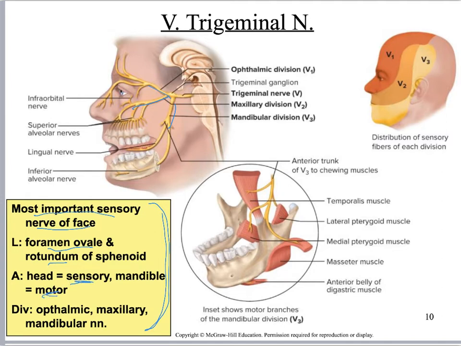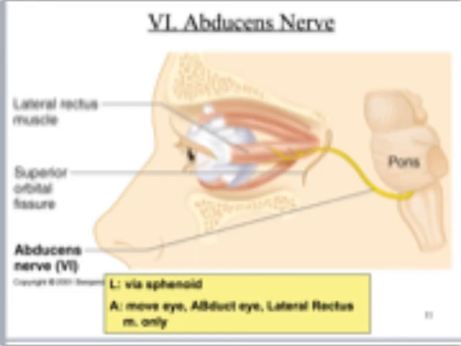So from a lot of the face and head, it's doing sensory. For the mandible, it's helping control these muscles down here, okay? 3 divisions, I don't necessarily care if you remember those. Over here, I kind of like this picture because it shows you how the 3 branches are innervating the different sections, okay? All right, so next slide.